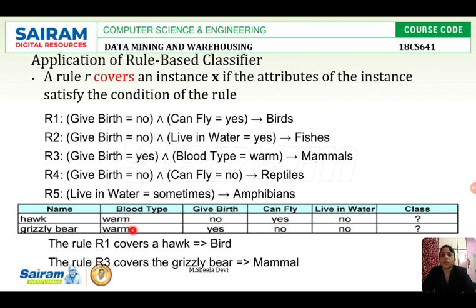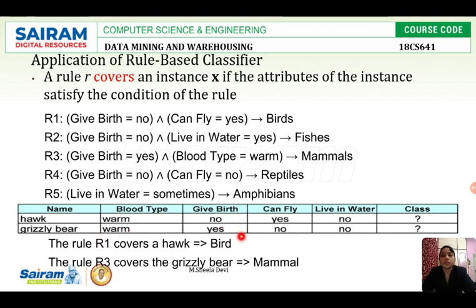If it is warm, blood type is warm, is there any rule? No. Giving birth is no, and it can fly is yes. Giving birth is no and can fly is yes, what is this? This is a bird. So what I am predicting now is that this hawk should be a bird. So I will write here it is a bird. Clear?